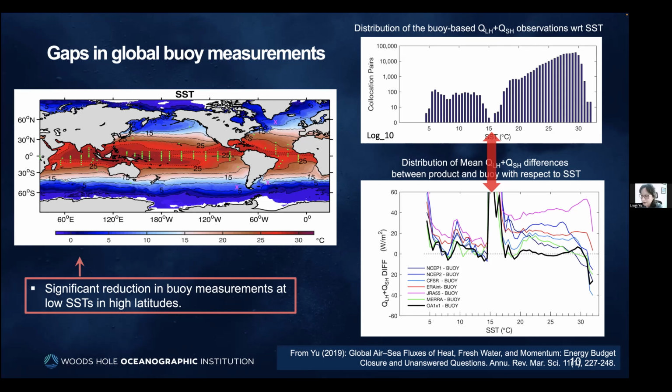And if we compare these observations with products, clearly there's a gap around 15 degrees C, and it also shows that the differences between products and the buoys are mostly in the tropical and subtropical regions, which is consistent with the picture I showed previously.